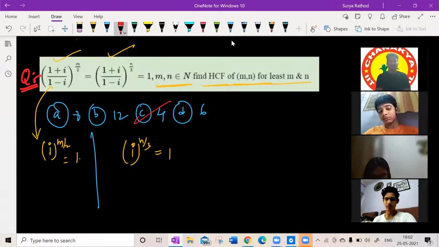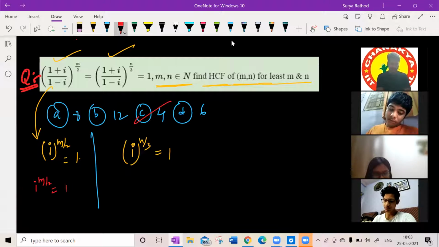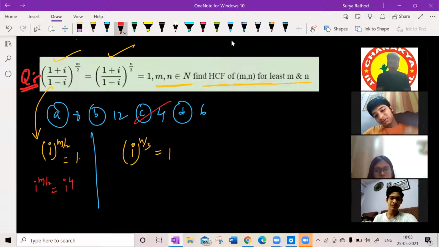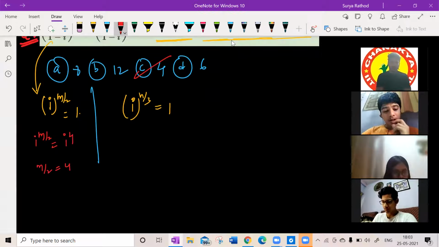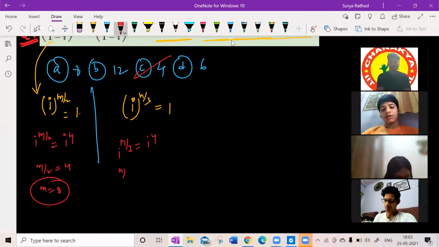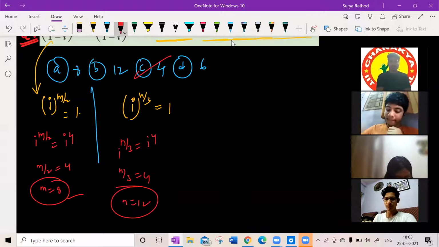Many children might get the doubt: sir, i^(m/2) is equal to i to the power of 4, I wrote here. Can I write i to the power of 4? Yes. So can I write m/2 = 4? So m = 8. Similarly, n/3 = 4, so n = 12. So m and n I got.